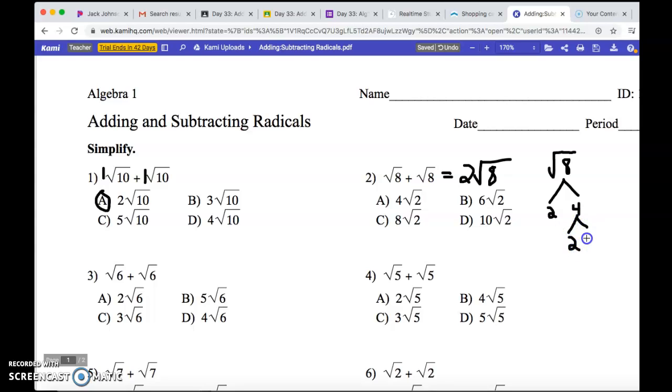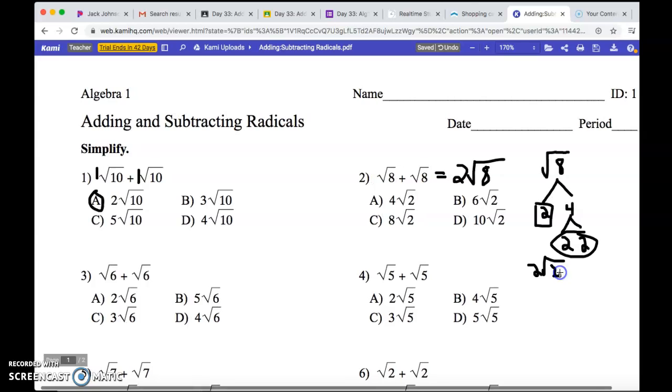Use the trees or use those calculators that do help reduce it as well. But you're looking for pairs, right? Square roots, we want pairs. And I see a pair of 2's here. Then I have this leftover 2 here. So this is a 2 radical 2. So really the radical 8 itself becomes 2 radical 2, right? That's this answer.